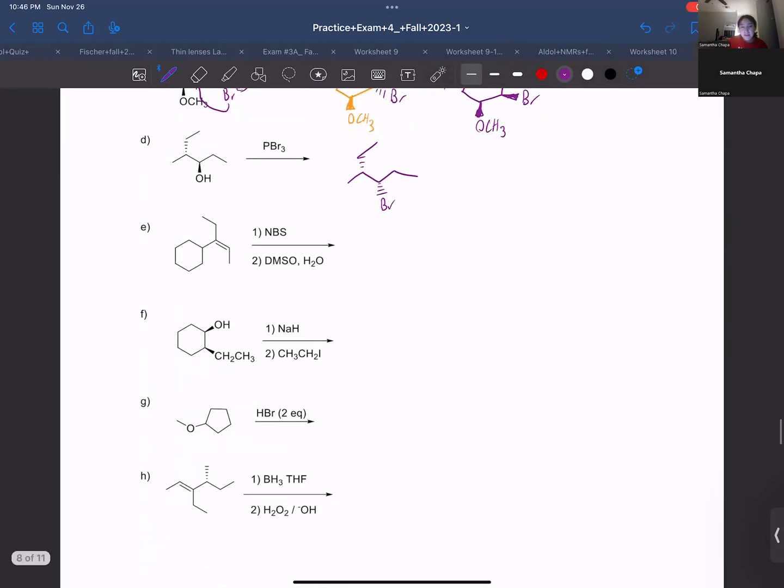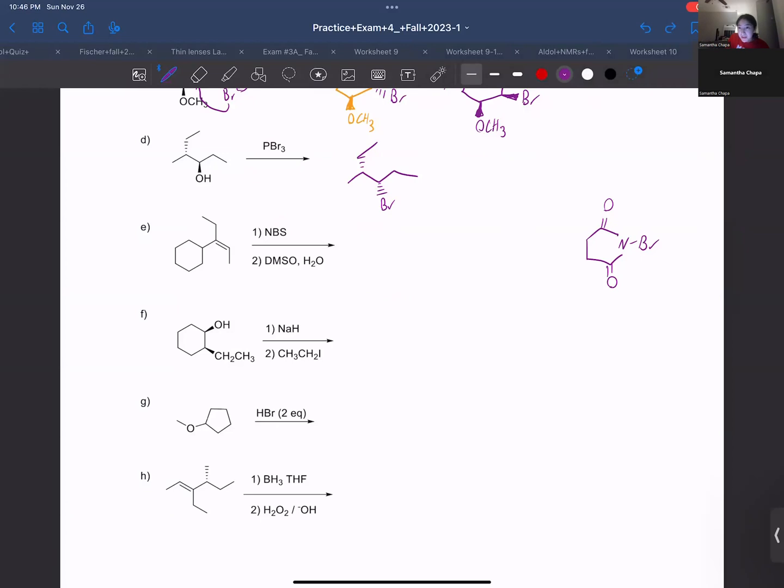Next one, NBS. NBS is a source for bromine. I would suggest that you know the structure of NBS. This is the structure for NBS, and it could probably be asked in the nomenclature part, but all you should think about when you see NBS is the bromine. So it's N-bromosuccinimide, so that B right there means bromine.